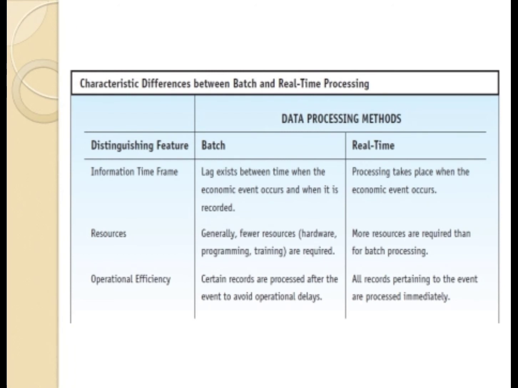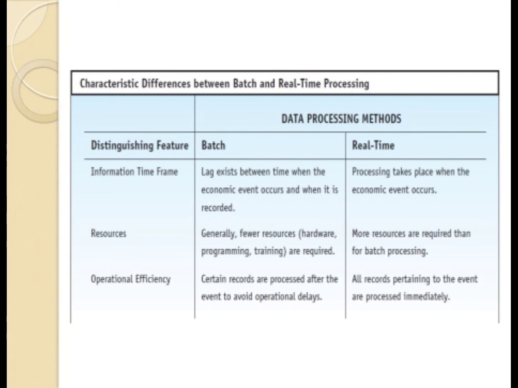Dito muna tayo sa information time frame. Under the distinguishing feature sa batch system, there is a lag that exists between the time when the economic event occurs and when it is recorded. For example po nito is ito yung mga transaction na ipina-process in the end of the day. So, halimbawa po is yung payroll ng mga manggagawa. Yung pagpapasahod po nila ay every quincenas po or in the end of the month.